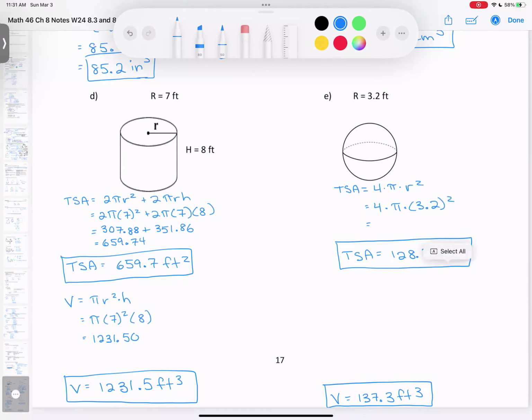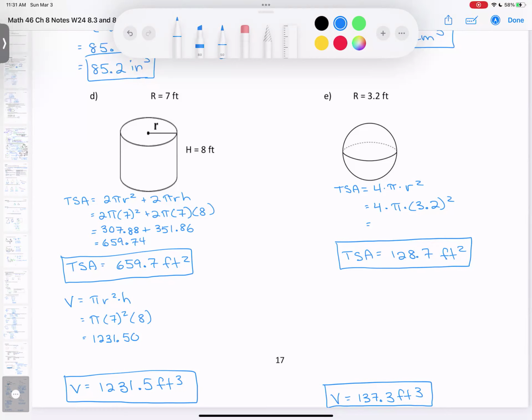So let's do that on our calculators. Once again, if you're using 3.14 to approximate pi instead of using the pi button, you will end up sometimes with slightly different answers. I will still mark those right on a test. But I like to use the pi button because it's just a little bit more accurate.